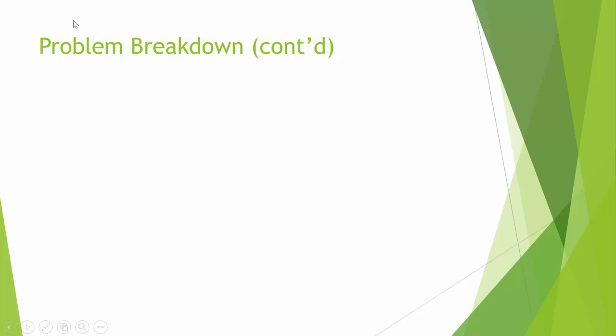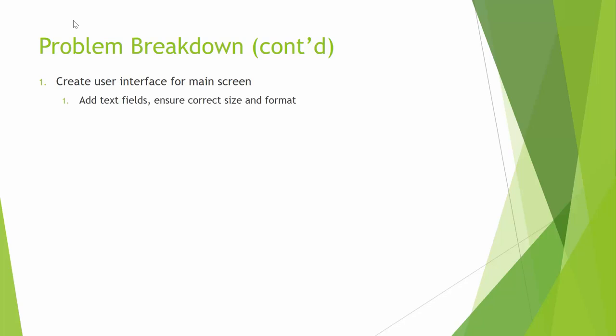So let's describe the problem breakdown for this application. First thing I want to do is create the user interface for the main screen, the main activity. First I'm going to add the text fields. The text fields are at the very top. They're going to stay a fixed format and never move. They're going to identify the columns. I want to make sure the text fields have good IDs, using good names, and also utilize resources and make sure they're the correct size and format.